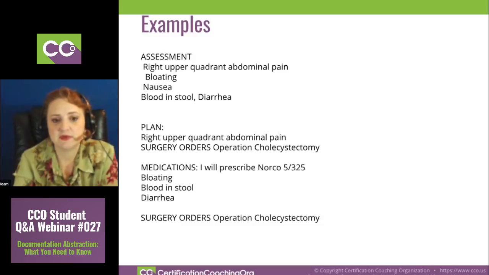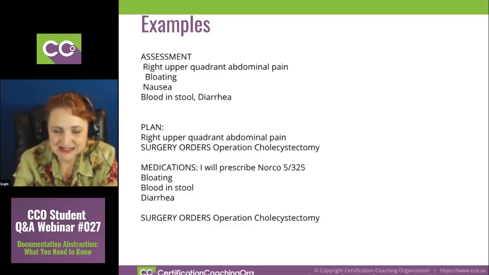He did not say cholecystitis. Now, that's what we would be expecting, but he didn't. So therefore, as a pro-fee coder, outpatient coder, we're going to code those signs and symptoms, because we know that the plan is to do a cholecystectomy.